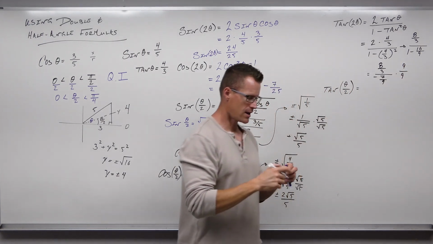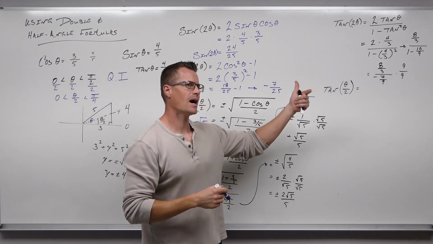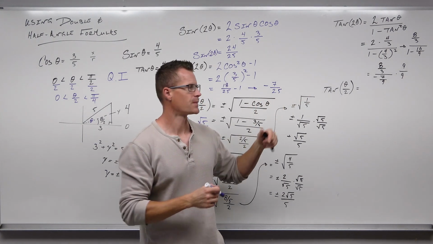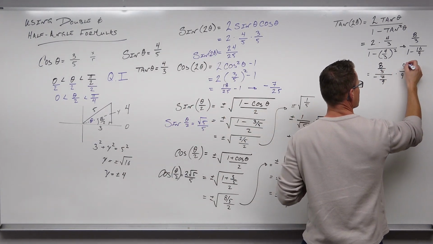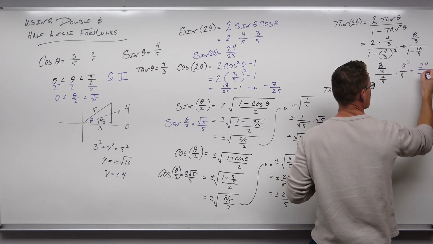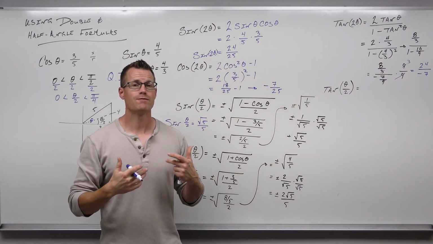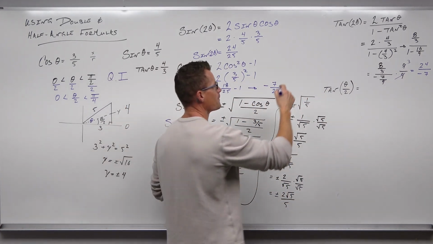If we multiply by a common denominator, or the LCD, that's going to give us, let's see, 9 simplifies with 3, giving us 3. Nine simplifies here, giving us negative 7. So we get 24 over negative 7.